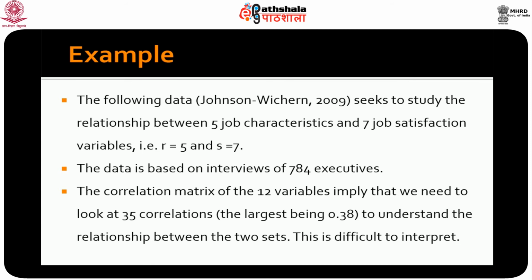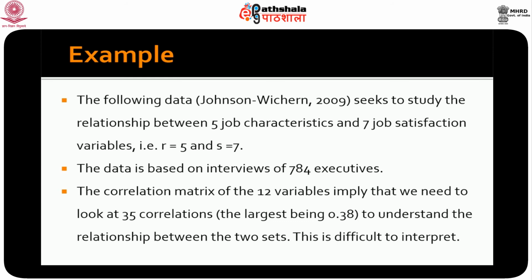And there are two sets of variables. One consists of 5 variables, which are feedback, task significance, task variety, task identity and autonomy, and a second of 7 variables, which are supervisor satisfaction, career future satisfaction, financial satisfaction, workload satisfaction, company identification, kind of work satisfaction and general satisfaction. And there is a feeling that these two groups might be related. And what we do is pull up these 12 variables, 5 from the first set and 7 from the second set, into a single matrix.